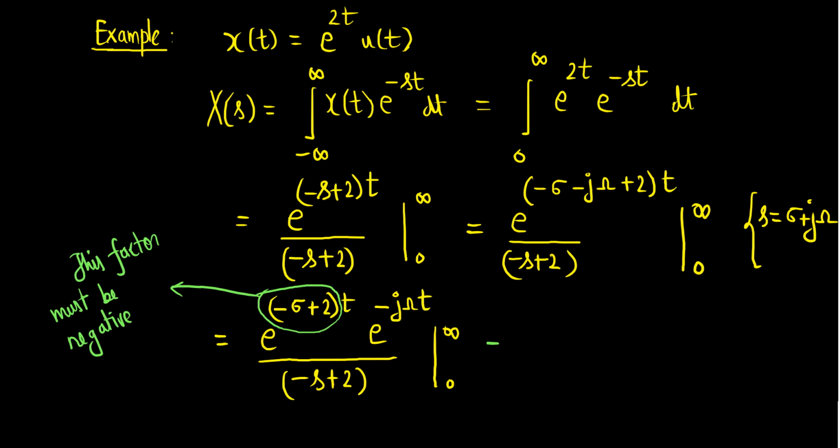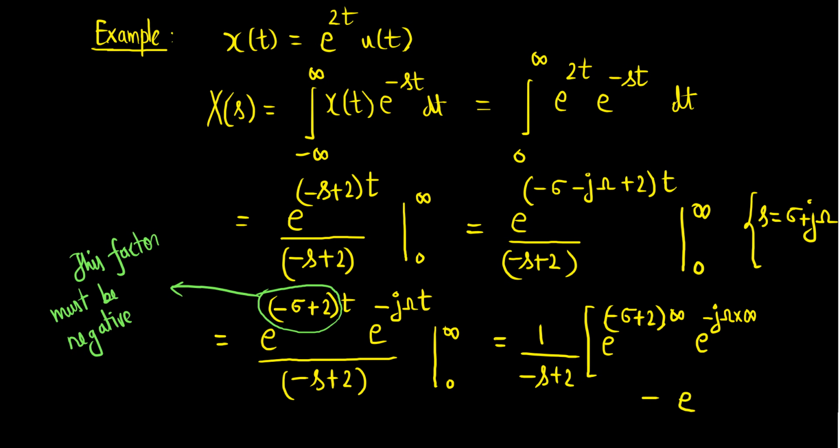So I'll write that term step by step. This is going to be equal to 1 upon minus s plus 2, times e power minus sigma plus 2 times this infinity, if I try to attempt that, and e power minus j omega times infinity, minus e power 0, so that is 1 here, minus sigma plus 2 times 0 times e power minus j omega times 0.